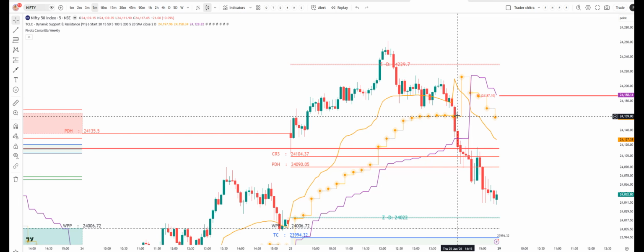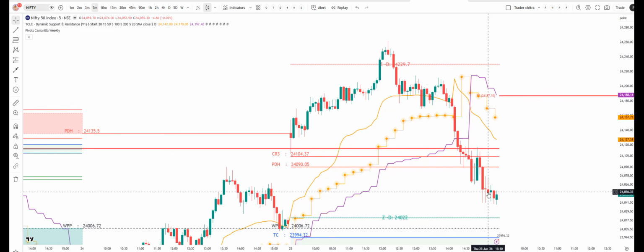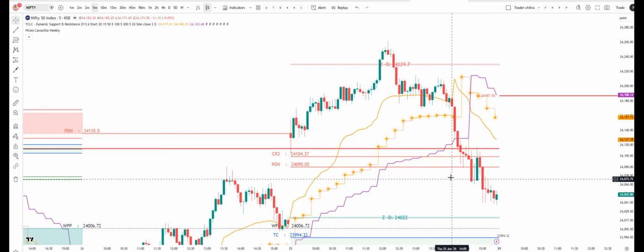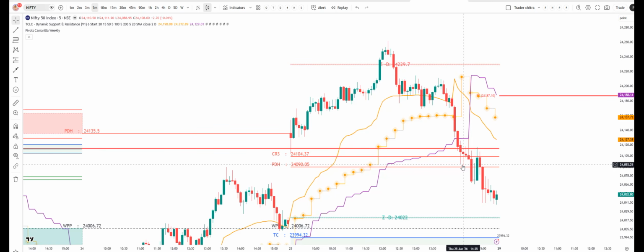So here this red candle gave a close below this diamond level. This is the resistance level. Again at 2:10 we got this red candle closing below this level, and again price was trading below the PDH. Price gave a close below the PDH, and we got a nice short trade opportunity.